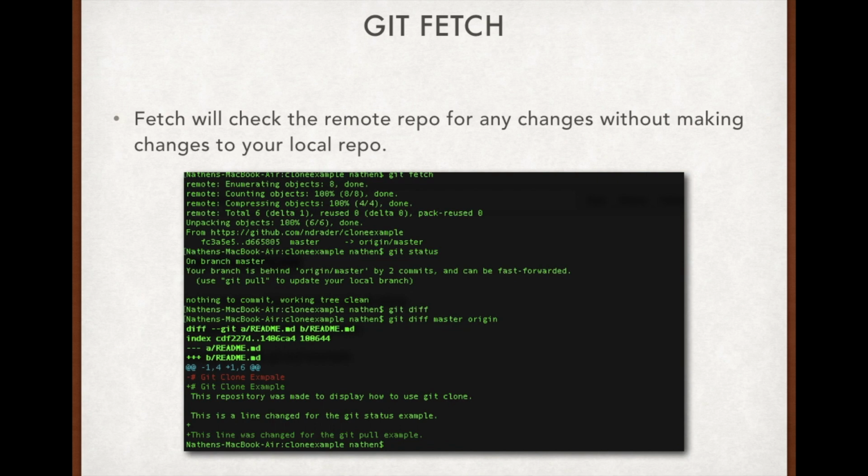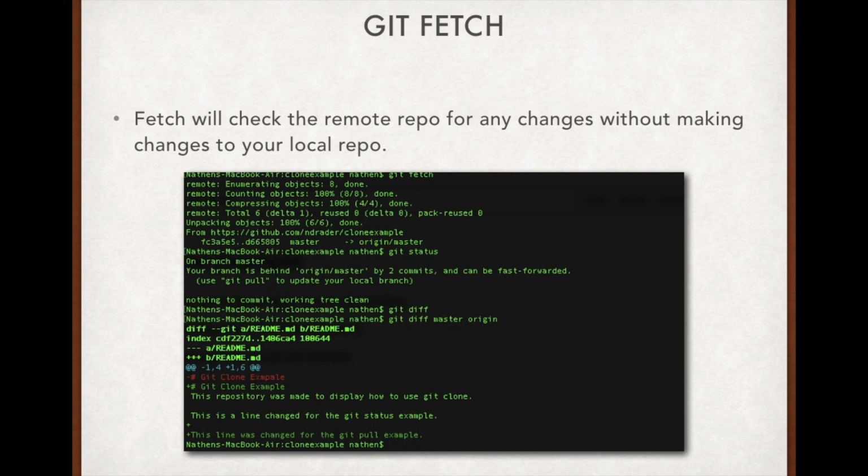Oh, on this one, if you look at the git status in the terminal box, which is a few lines down right after the git fetch completes, it says on branch master, your branch is behind origin master by 2 commits, and you can be fast forwarded. So what this is saying is that the remote has a couple changes that the local does not. And so what we want to do next is a git pull to pull those changes to your local repo.